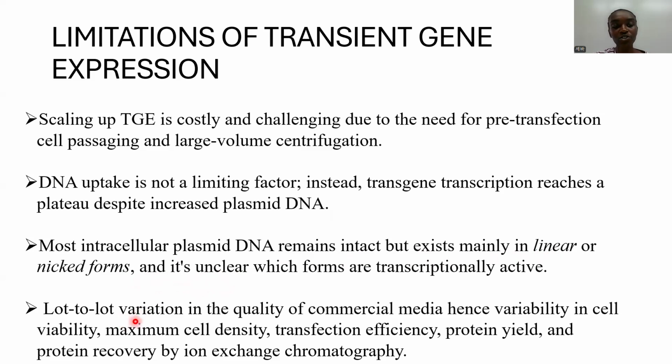And lastly, lot-to-lot variation. We know there are different types of commercial media available for production of recombinant protein, but sometimes the fact that the quality differs can affect the variability in terms of how the cells remain viable during the production process, or the maximum cell density that can be achieved, transfection efficiency, protein yield, and other factors. So these are the various challenges that exist that need to be solved as one optimizes how to produce recombinant protein in suspension cultures.